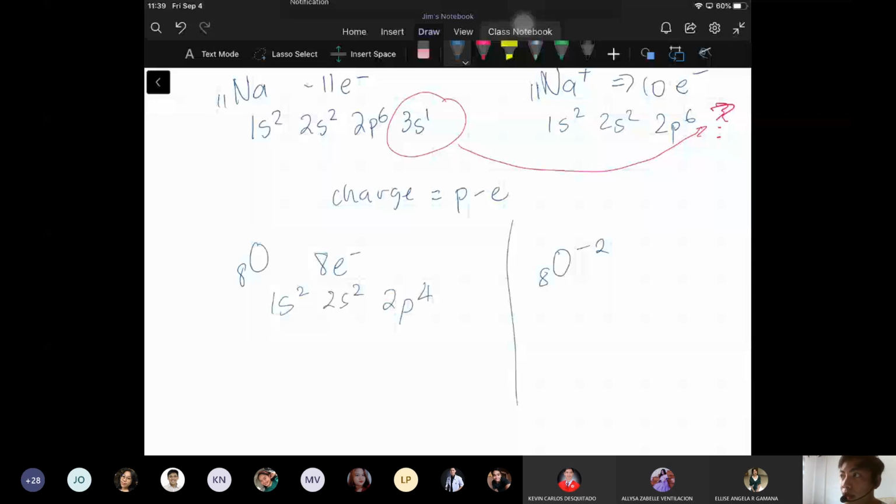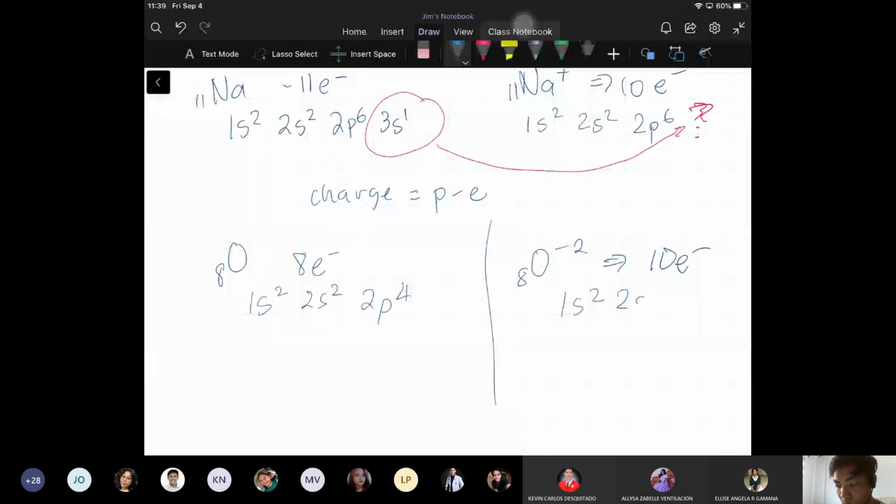Gano'ng karami yung sobrang electron? Corresponds yun sa number sa exponent. So, 2. May dalawang sobrang electron, no? Kaya ang charge ay negative 2. So, ilang electrons meron tayo? 10 electron, no? So, yung 10 electron, didistribute na natin, no? So, 1s2, 2s2, 2p6, no? Ayan, so 2, 4, 10, no? So, ayan. So, na-distribute na natin.